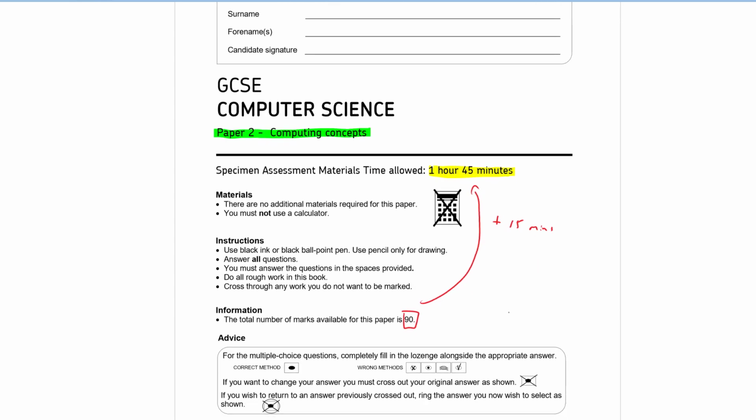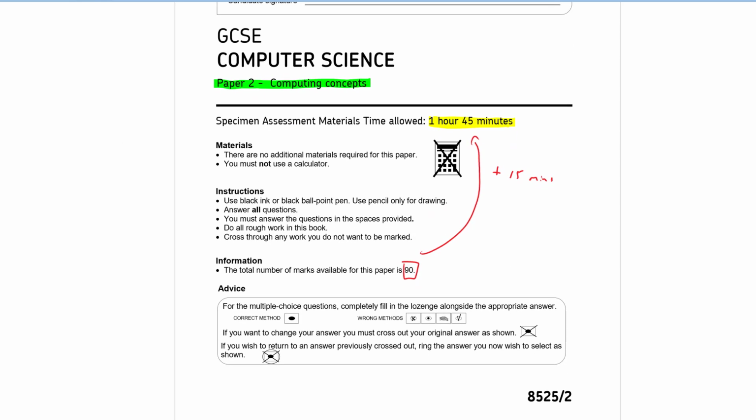Just on the other general admin for this, like paper 1, no calculator is required, or you're not allowed one at least, so just be aware of that. Don't bring one in, it will create more stress than it's worth. And make sure you use black ink.